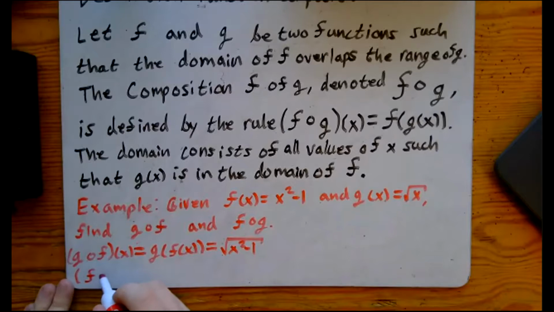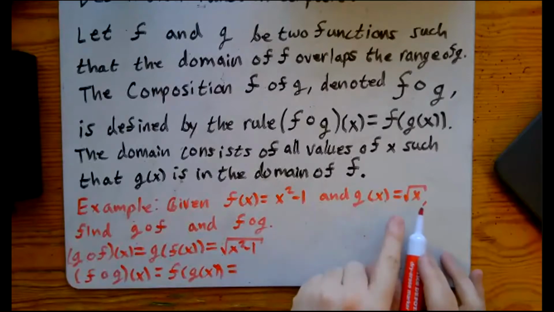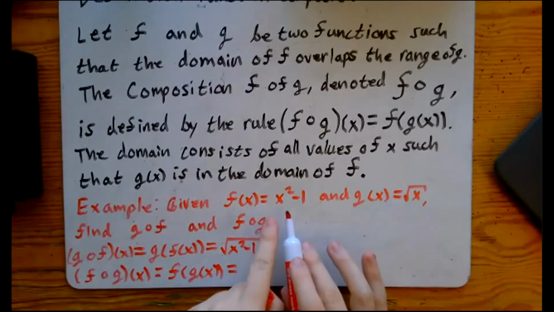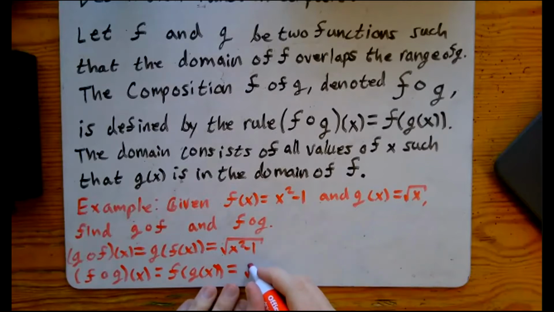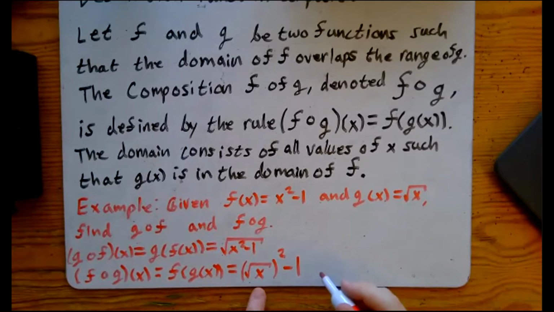So, what about f of g? What is f of g of x? Well, our outer function is f, our inner function is g. So that's going to be f of g of x. Our outer function is f, but we're plugging in the square root of x for x. So this is going to give us the square root of x, squared, minus 1. I should have color-coded the inner and outer functions. Oh well. What's the square root of x squared? Well, the square root of anything squared is just that thing. So we end up with a fully simplified x minus 1.